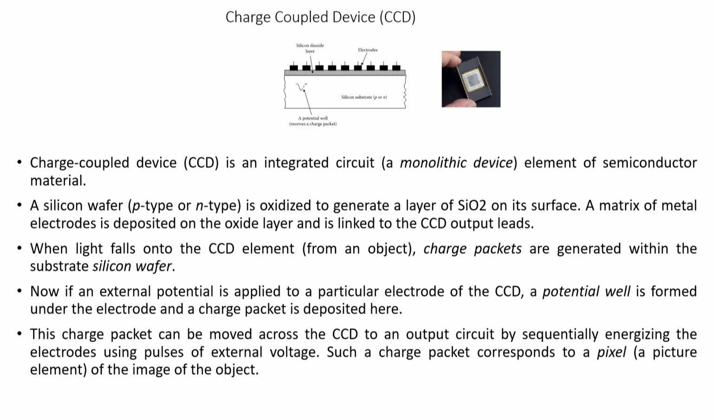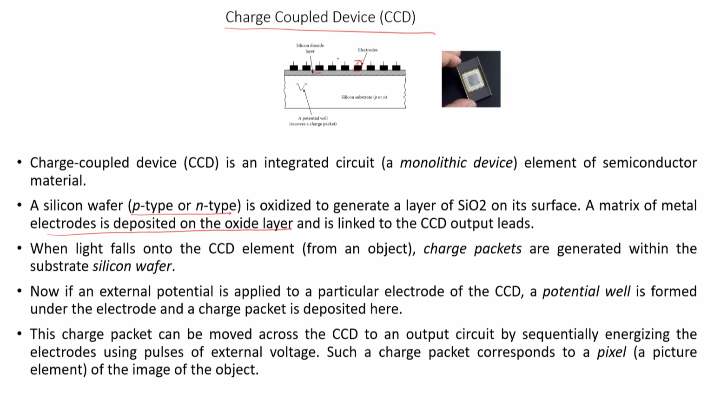One case in which this is regularly used, again in a system for displacement measurement, is called the charge coupled device or CCD. It is essentially an integrated circuit using semiconductor elements, where a silicon wafer, p type or n type, is oxidized, and then a matrix of metal electrodes is deposited on the oxide layer. So, you can see that on the silicon substrate a silicon dioxide layer is given, and on top of it the electrodes are created.